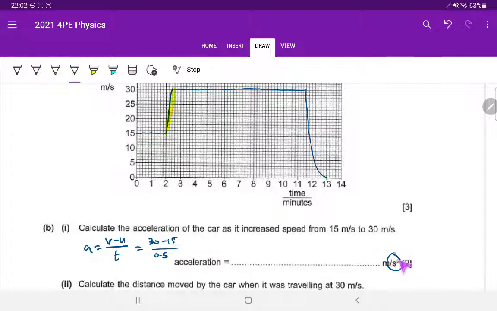Okay, but you see here is per second squared, so you cannot use 0.5 minutes. You need to convert that to seconds. So 0.5 minutes is 30 seconds. Okay, so that's 15 over 30, which will give you 0.50 meters per second squared. Remember to never leave your answer in 1 SF. Okay, so 2 or 3 SF is fine.